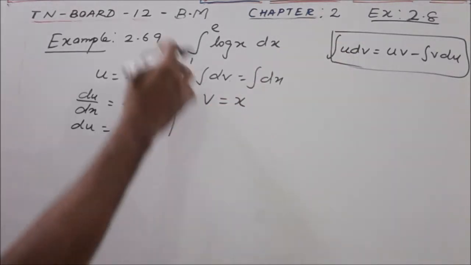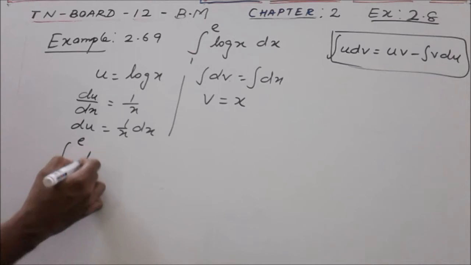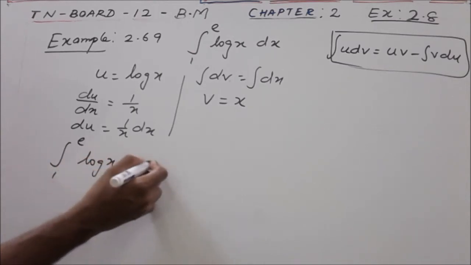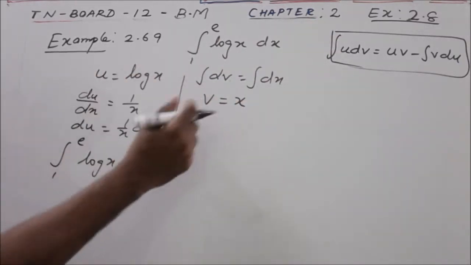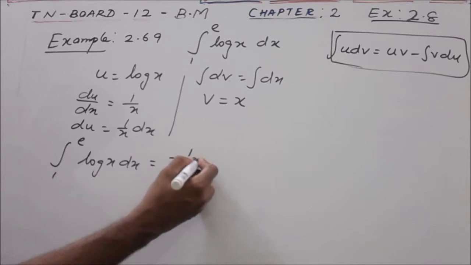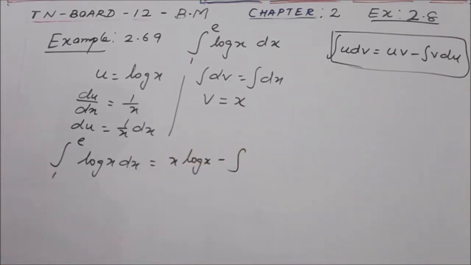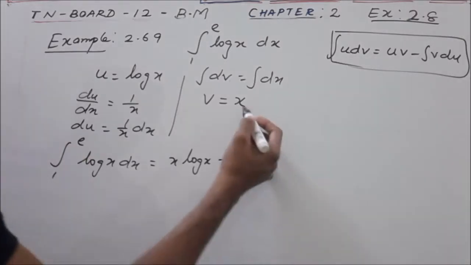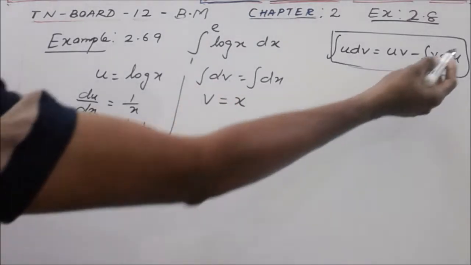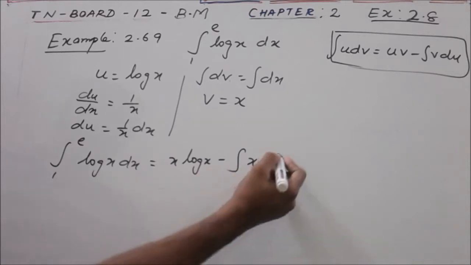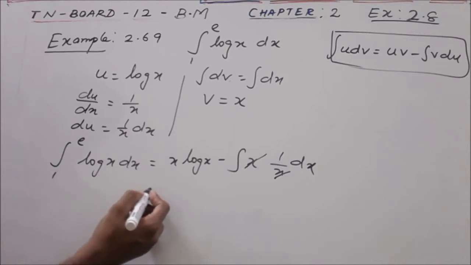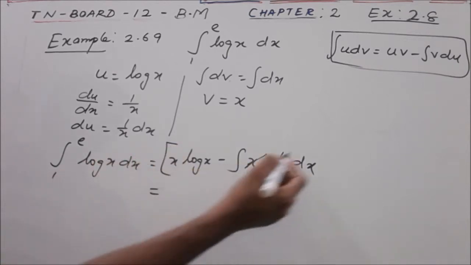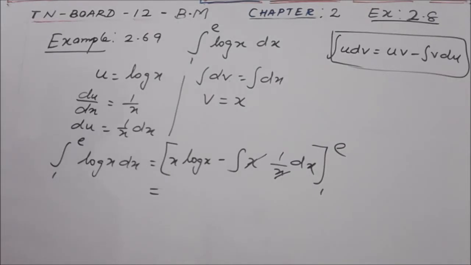By substituting in the formula, integral 1 to e log x dx is equal to uv by formula, the product of u and v, that is x log x, minus integral v du. V into du: instead of v we have x, for du we have 1 by x dx. We can cancel these two. Here we have the limit 1 to e, substitute 1 to e, x log x.